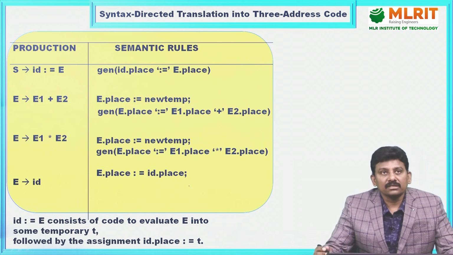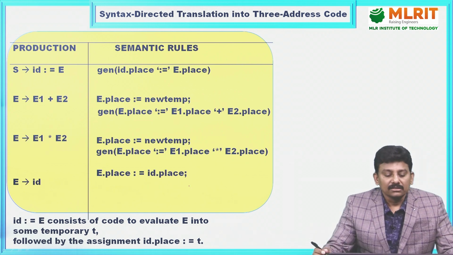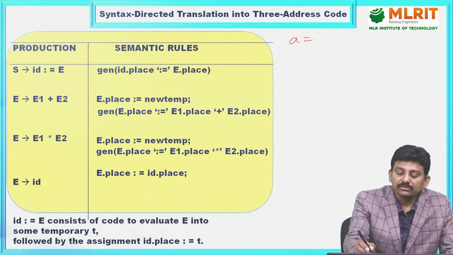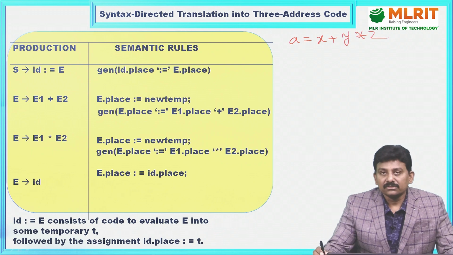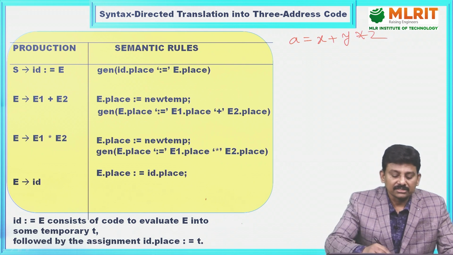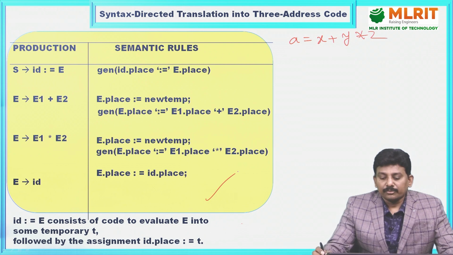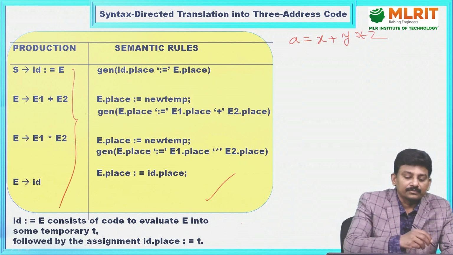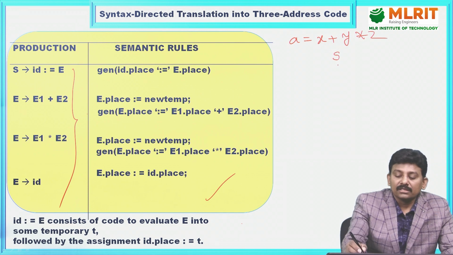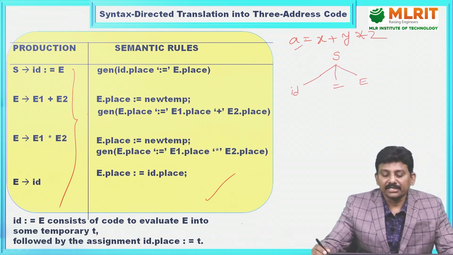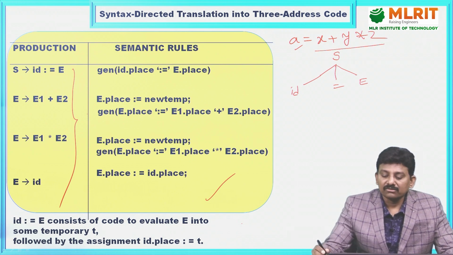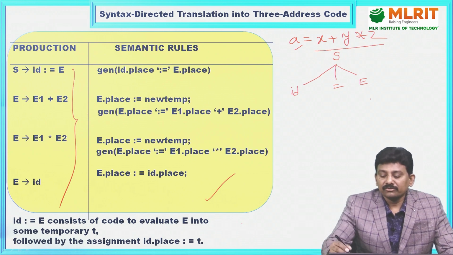Now, by using this SDT, we will convert the expression into 3-address statements. For example, A = X + Y * Z is an expression. We need to convert this into 3-address code by using the given SDT. First, we need to construct the parse tree for the given expression by using these rules. So, the starting symbol is S, S derives ID = E, where this ID is the identifier A. Next, we need to derive the expression X + Y * Z from this E.